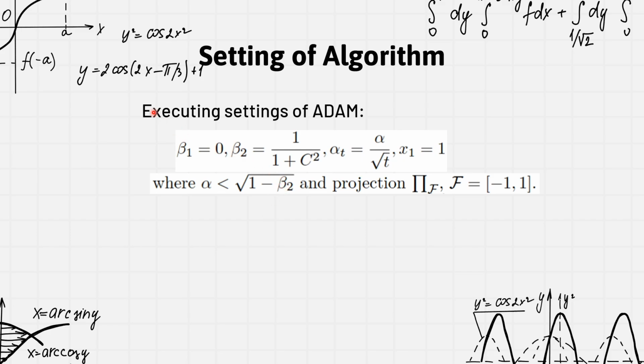Before we go into the proof, let us first define the variables involved in executing the Adam algorithm. Since beta 1 is unrelated to the learning rate, it is defined as 0 for convenience, and we define beta 2 to be 1 over 1 plus c squared. Then alpha t is defined as alpha over root t, and we set x1 to be 1. Notice that the projection of the algorithm is the Euclidean projection onto the interval from minus 1 to positive 1.